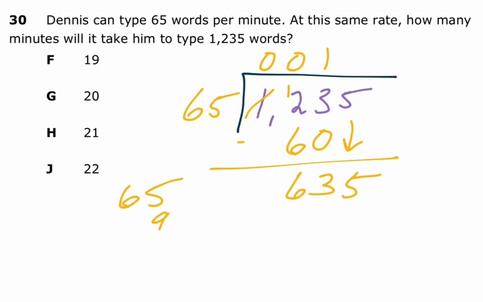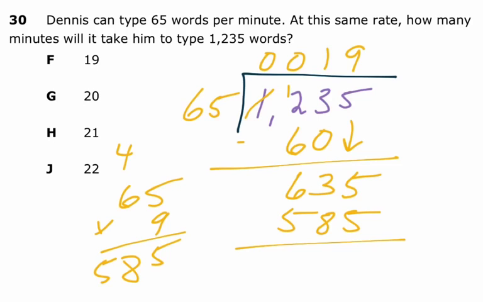65 times 9. 9 times 5 is 45. Put a 4. 9 times 6 is 54. 54 plus 4 is 58. And 585. So looks like that'll work. It wouldn't go in another time, so we could put a 9 there. It'd be 585 when we solve.